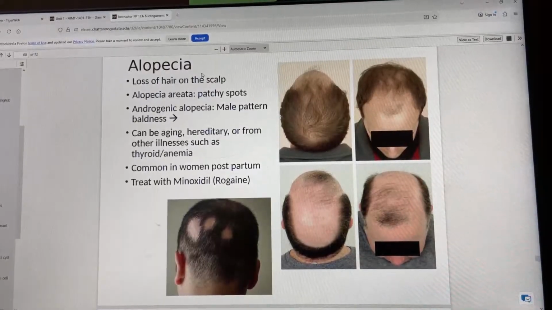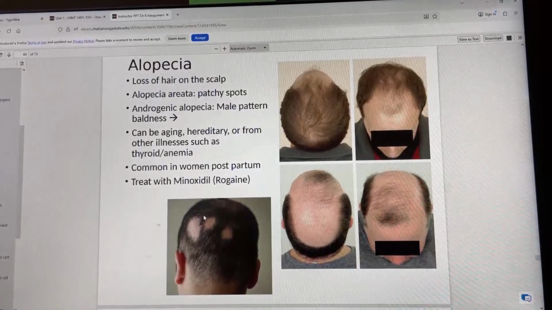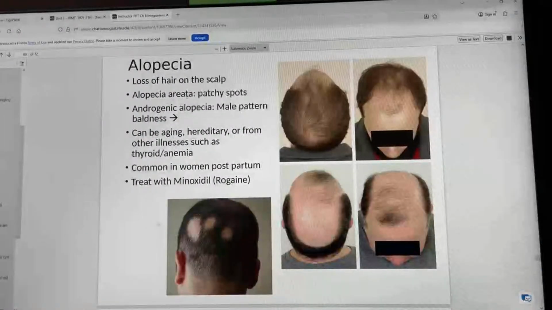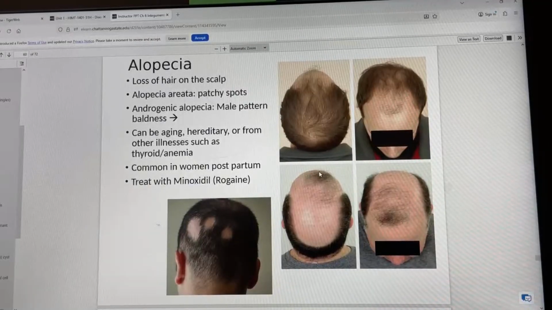Alopecia, this is just balding, so loss of hair. It can be in patches like this man here, where it's just random clumps that are missing. That's called alopecia areata when it's the patchiness. Then there's what we call male pattern baldness, which is androgenic alopecia, which is the typical one where you lose the hair on the top of the head and you just have hair down here by the ears, like when you think of a monk. That has to do with their hormones being out of whack.